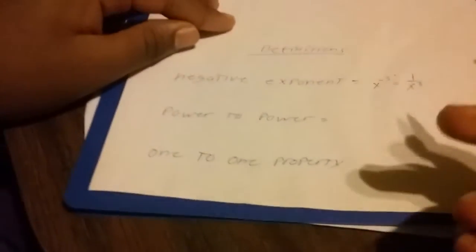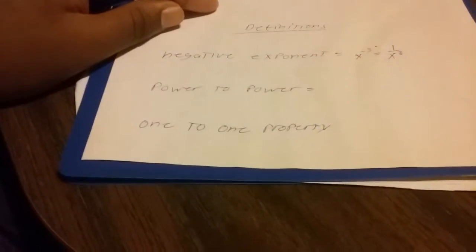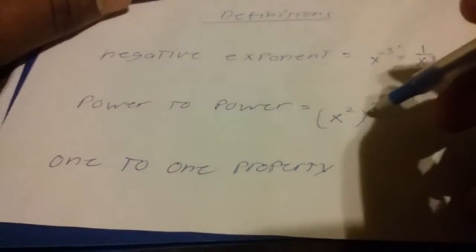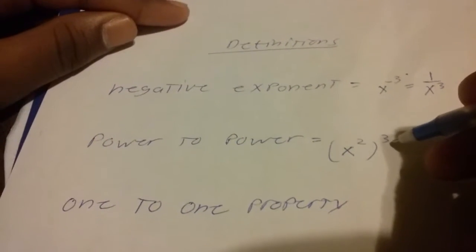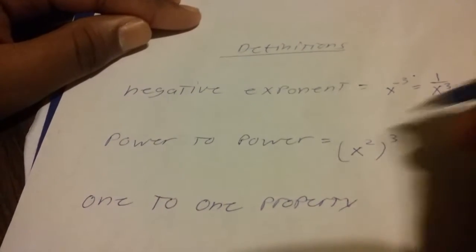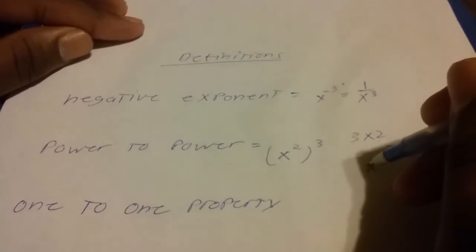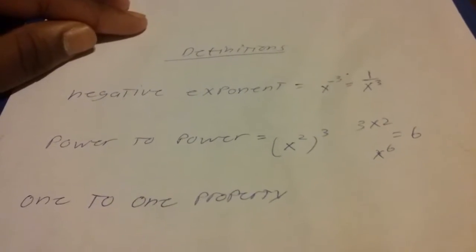The power to power rule states that when having a power, you must solve for the power of a power. For example, x to the second power, to the third power. When having an equation like this, you must always multiply this exponent by this exponent to get the power of a power of x. So 3 times 2 equals 6. So the power of x is 6.